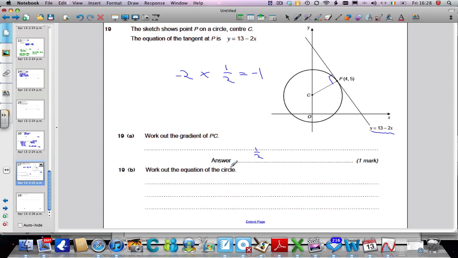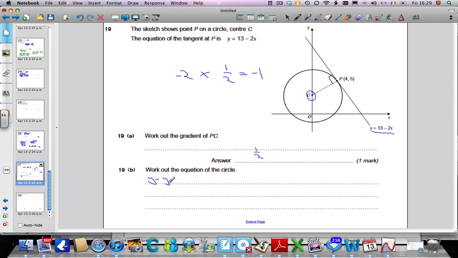Next we're asked to work out the equation of the circle. In order to get the equation of the circle, I need to know the center of the circle. Once I know the center and the radius, we can work out the equation of the circle. Okay, I'd like to work out first of all the equation of this line here. I know the gradient of the line. The gradient is 1/2, and I know the y-intercept. Oh, I don't know the y-intercept, so I'm going to work out the equation of the line using the fact that this point is on the line.